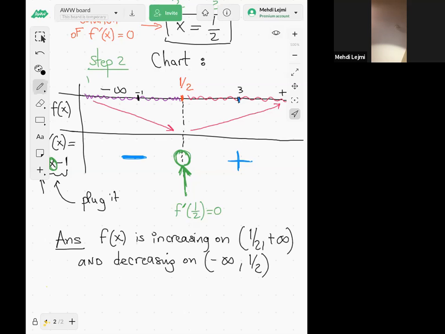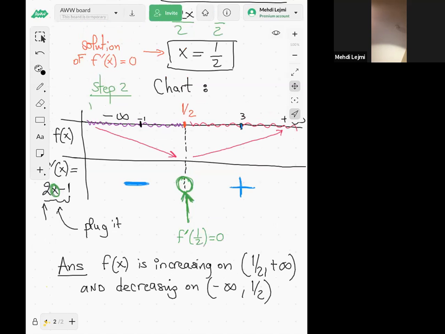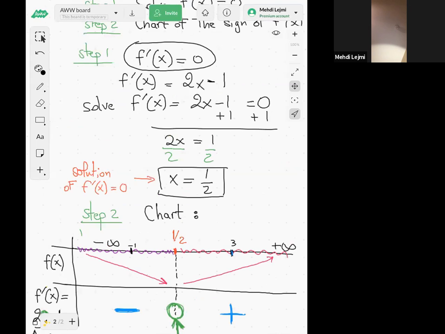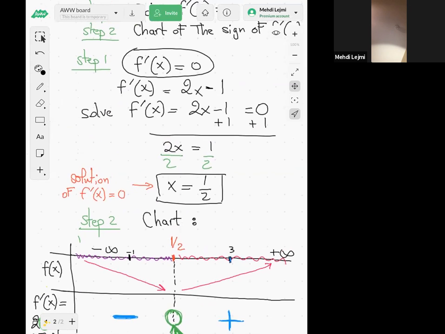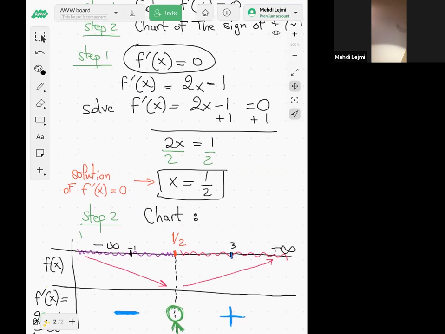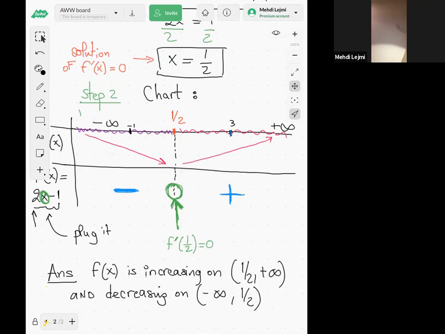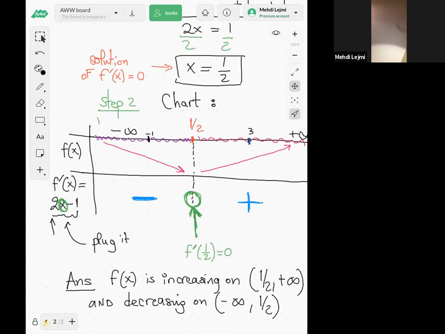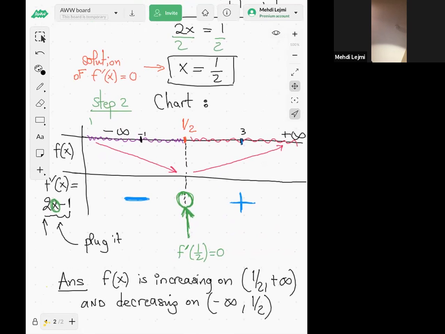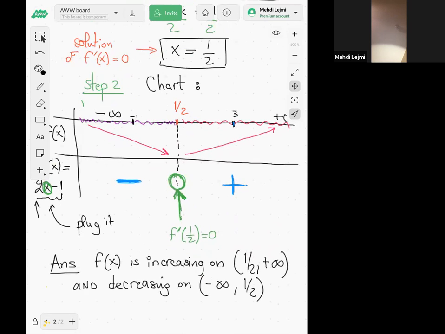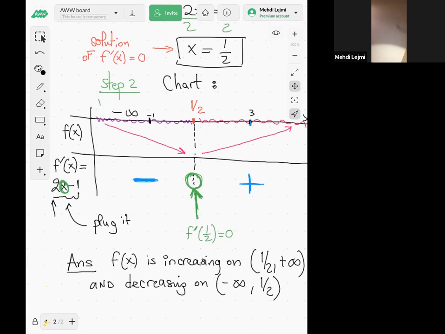Any questions, guys? You see again how I got this interval of increasing and decreasing. First step, I have to solve where the derivative is 0, so f prime of x equal to 0. The second step, I have this chart. On the chart, we put the solutions we got in the first step. Then you pick random numbers in the intervals and plug them into the derivative to see if the derivative is negative or positive.